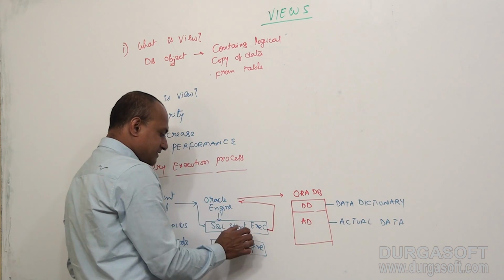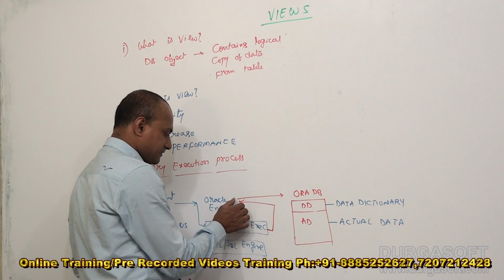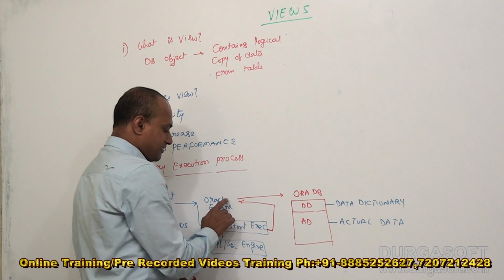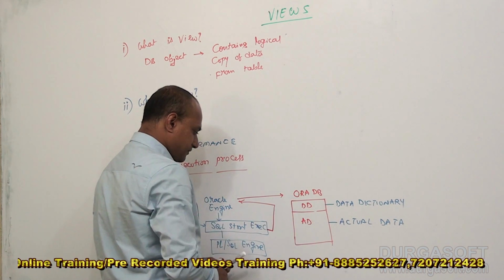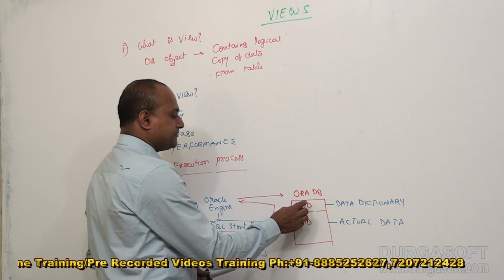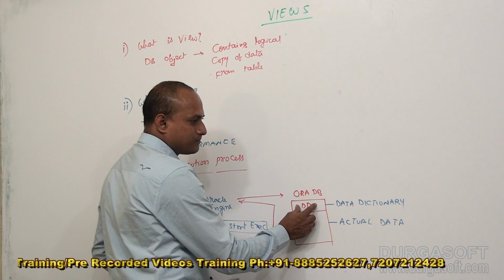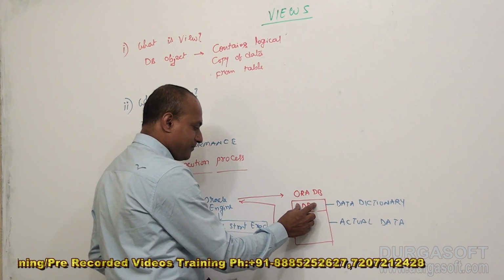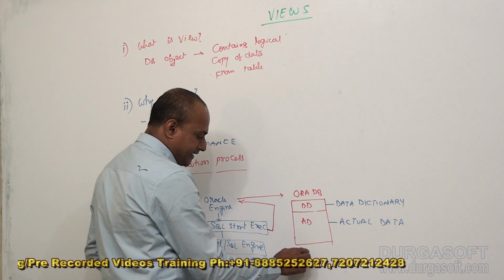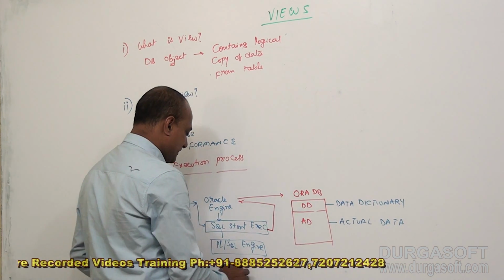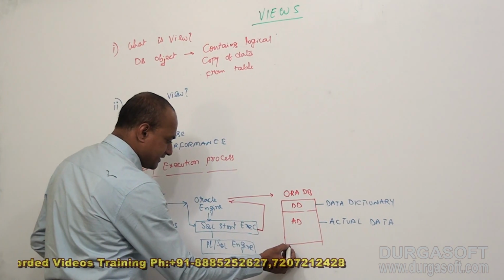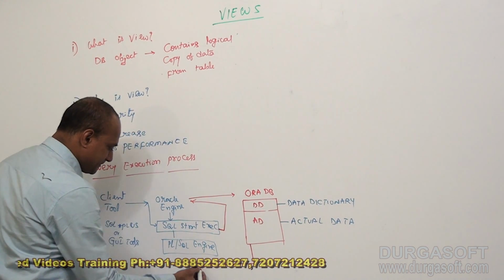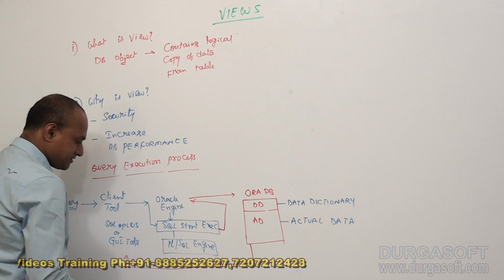So the query is compiled and executed by the SQL statement executor, and the Oracle engine is communicating with the Oracle DB. Now from the Oracle DB, it will verify whether the table is there or not. If the table exists, then it will get the data from the actual data and post it to the client system. So you are getting the records from the actual data and displaying them to the client.